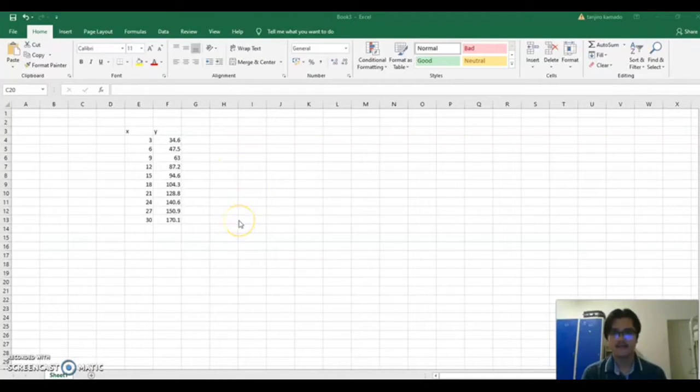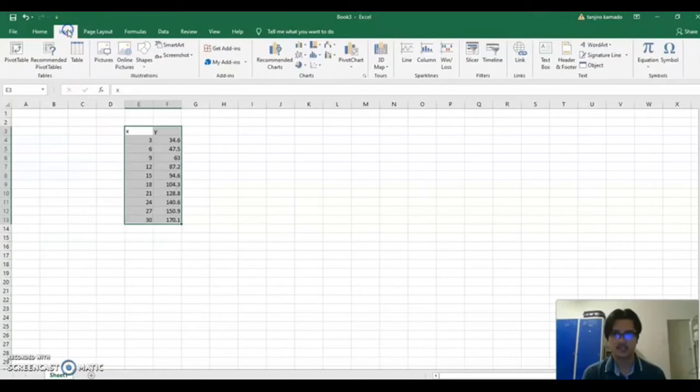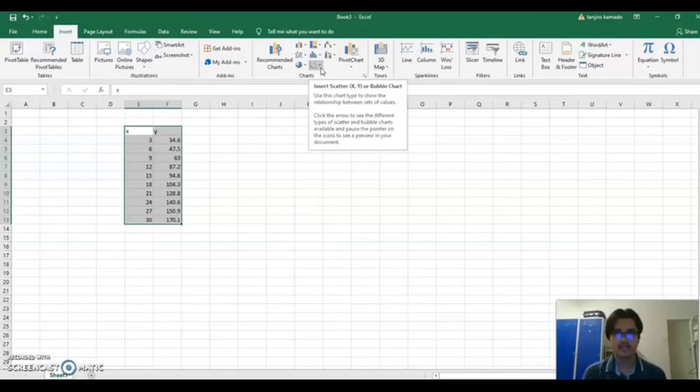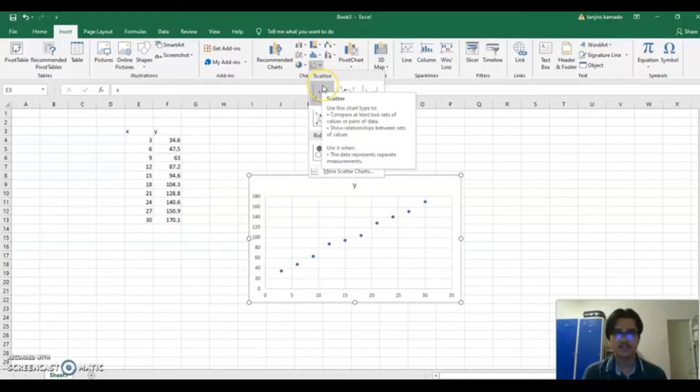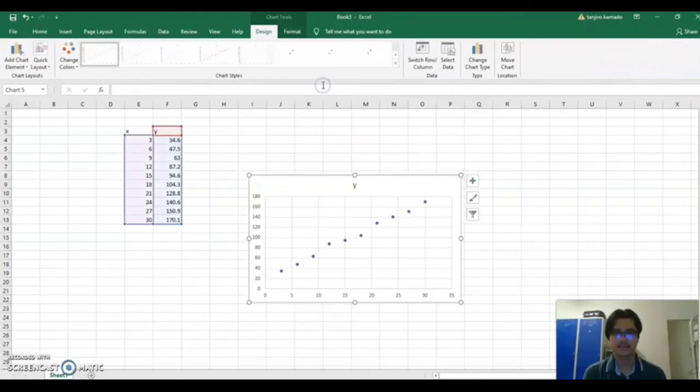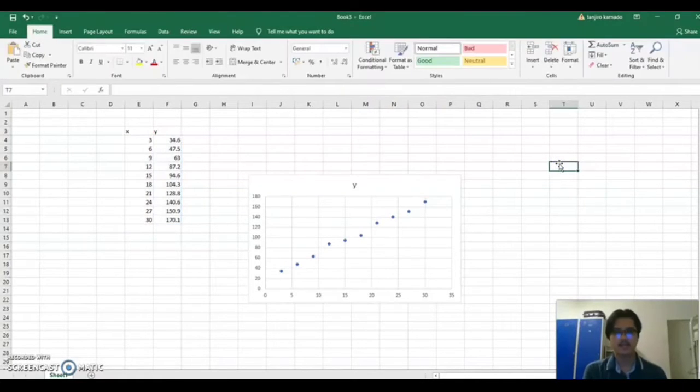Then after we insert all the data in these two columns, we select both columns and go to the insert section. In the insert section, we go to insert scatter and click on it. Then we choose the diagram that has been asked. After that, we have already finished the first question.